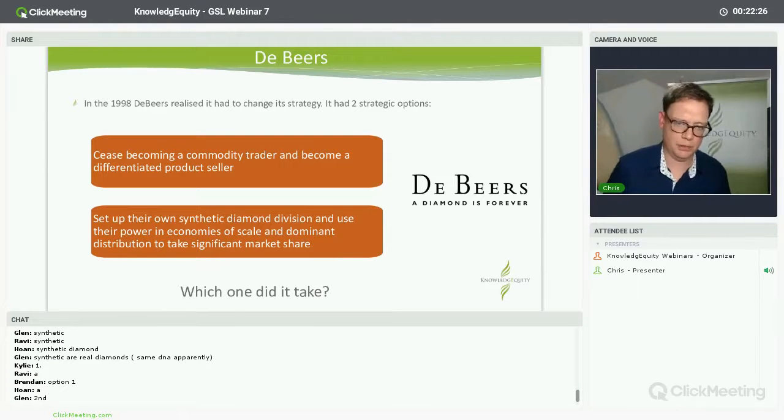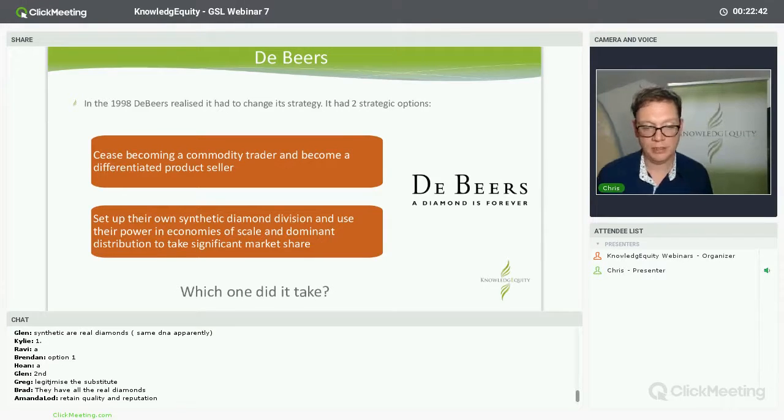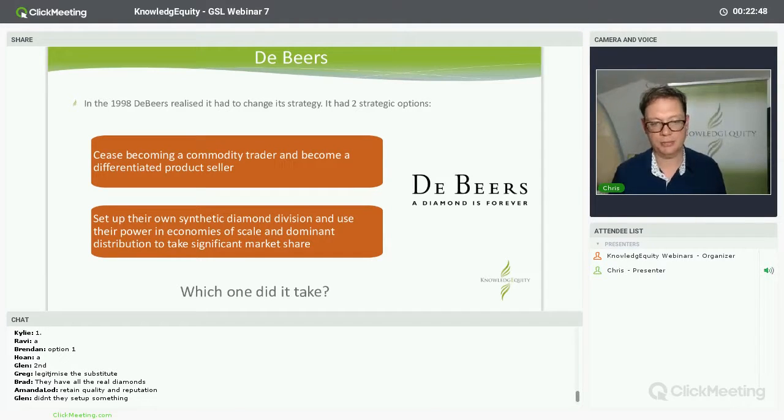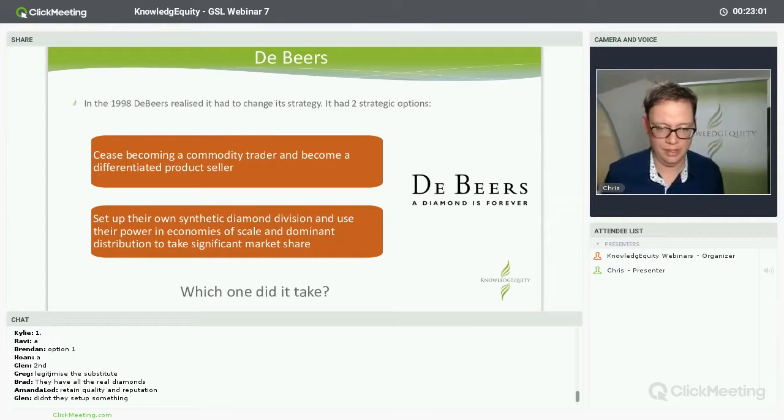Why wouldn't you do the second option? If you're running De Beers, why do you think they didn't go down that path? Yeah, that's an interesting point. I think some of it was related to marketing. So you legitimize the substitute. You cannibalize yourself. You say, okay, I got this, but now we're producing these. Well, hang on, I'm the same company, so I'm saying these are just as good as these. Dangerous. They have all the real diamonds.